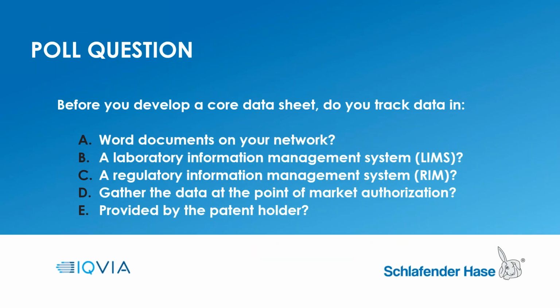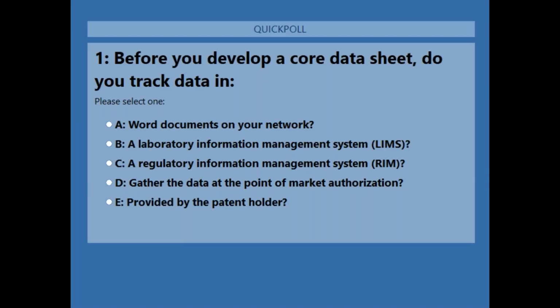Yeah, so the first poll question we have is, before you develop a core data sheet, how are you tracking the data? We're looking to just get a general idea of how everyone is tracking that data. Is it through Word documents or other types of documents just stored on network folders? Do you have a LIM system? Do you have a RIM system? Are you gathering the data just before market authorization, or is it provided to you by someone else that may hold the patent on it? So I think you just click that, and we'll see the answers here shortly.